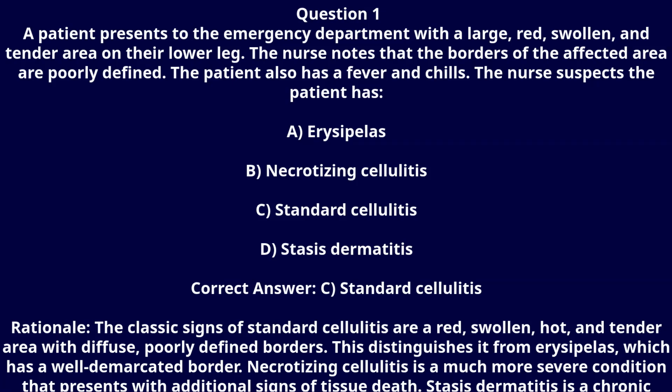Correct answer C. Standard cellulitis. Rationale. The classic signs of standard cellulitis are a red, swollen, hot, and tender area with diffuse, poorly defined borders. This distinguishes it from erysipelas, which has a well-demarcated border. Necrotizing cellulitis is a much more severe condition that presents with additional signs of tissue death. Stasis dermatitis is a chronic condition related to poor circulation, not a bacterial infection.